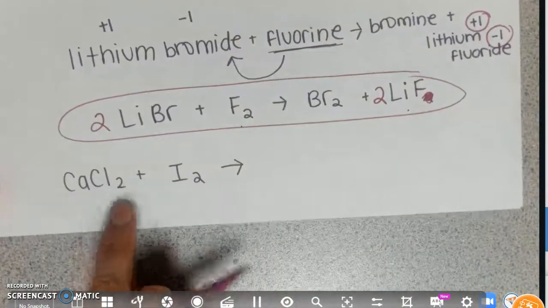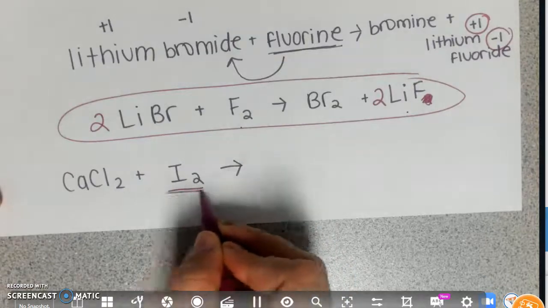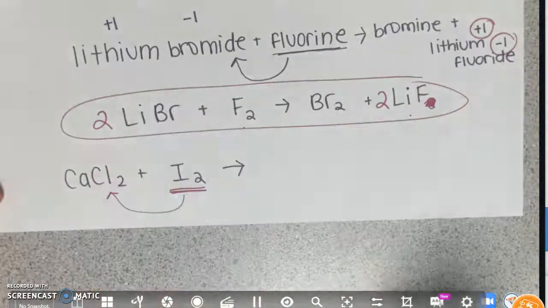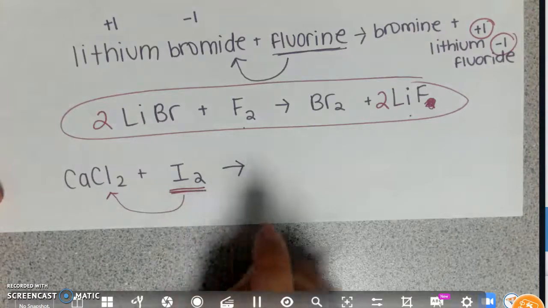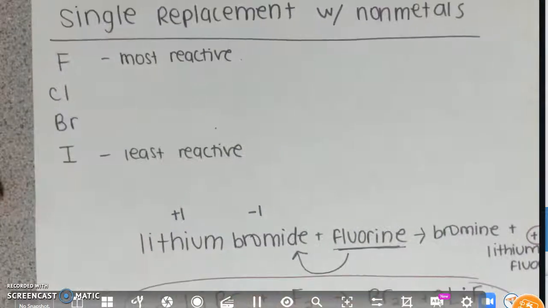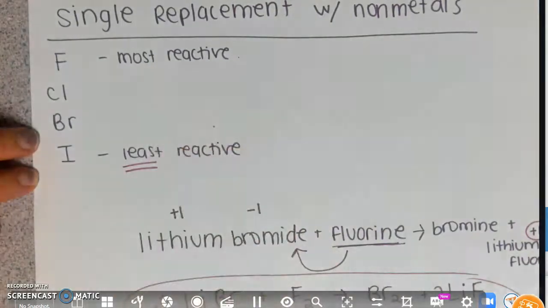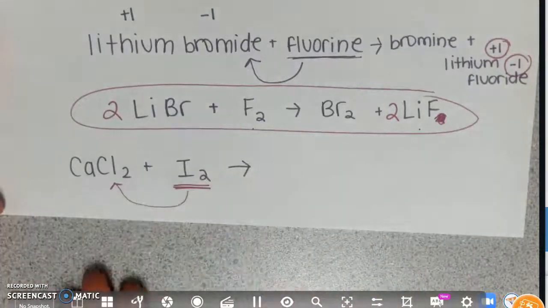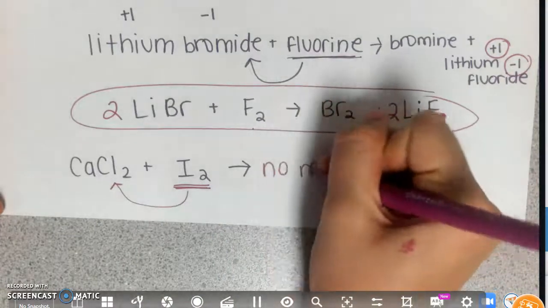Okay, we'll do another example. CaCl2 plus I2. You look at your periodic table, I is a nonmetal, so it wants to replace the nonmetal, chlorine. Iodine, the one by itself, has to be more reactive than what it wants to replace. Is iodine more reactive than chlorine? No, iodine's the least reactive. So iodine cannot replace chlorine. So just like before, if this element can't replace chlorine, we just write no reaction.